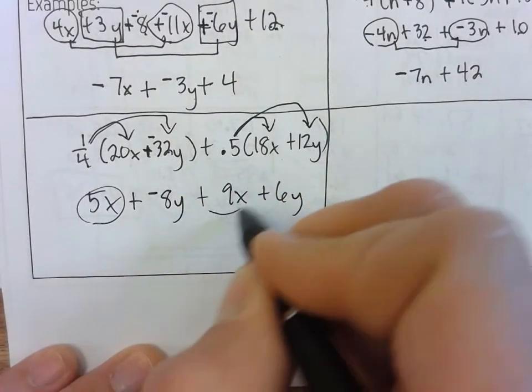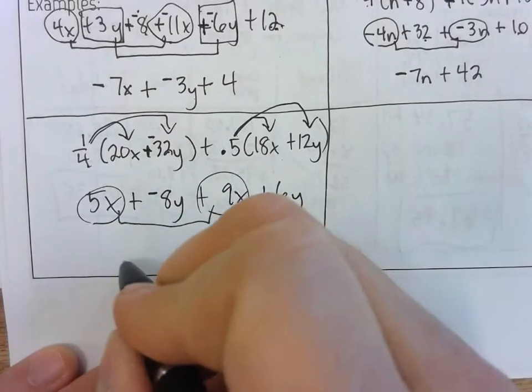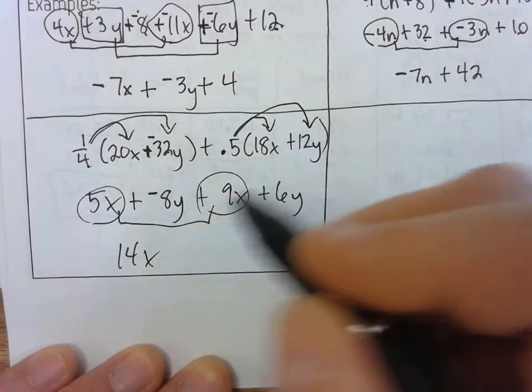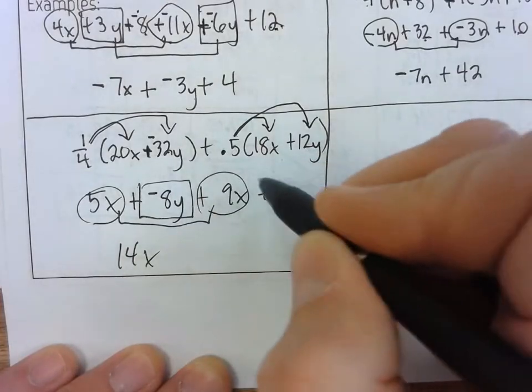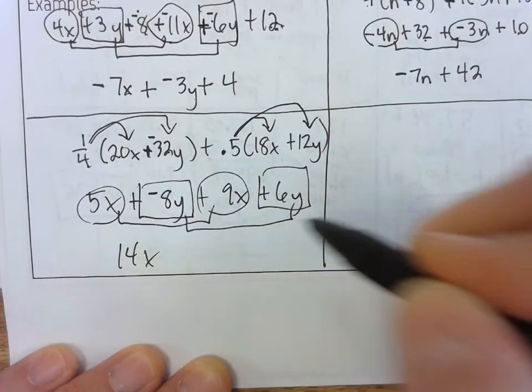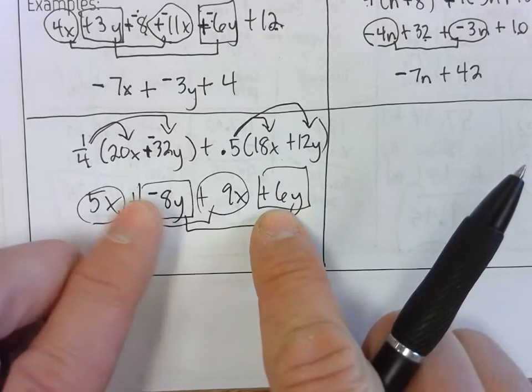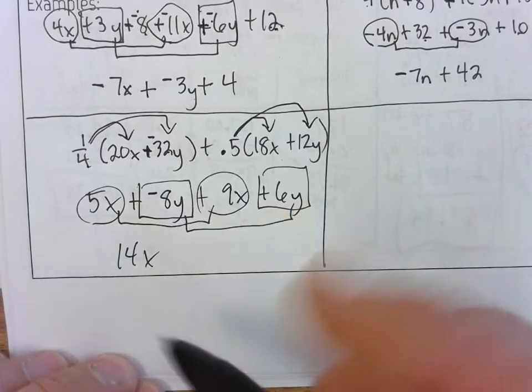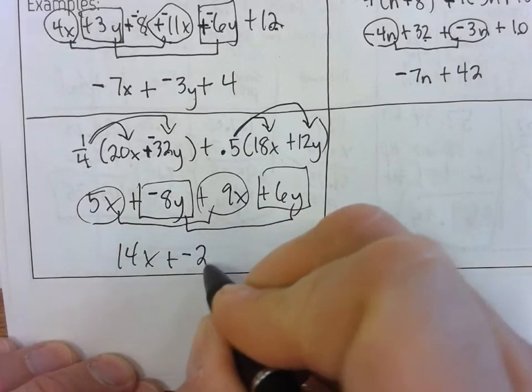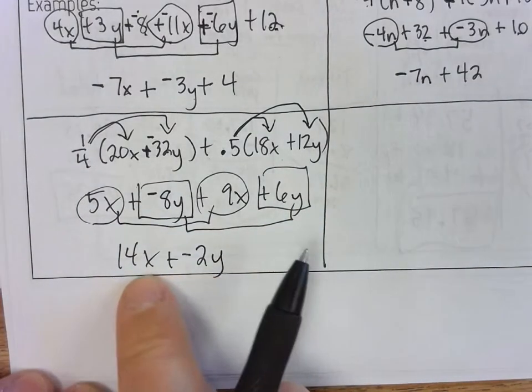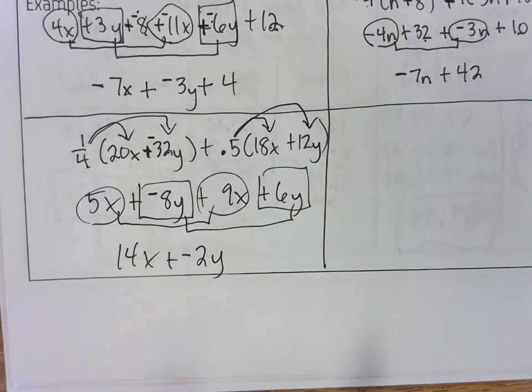Let's combine them together. 5x and 9x, put them together, that gives me 14x. And then my negative 8y and my 6y, they have different signs. So when they're different signs, you want to subtract them. Take the sign of the bigger number, which is going to be that. And that is going to give you negative 2y. Again, I've got them in alphabetical order, x before my y's.